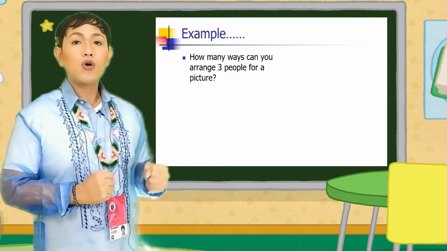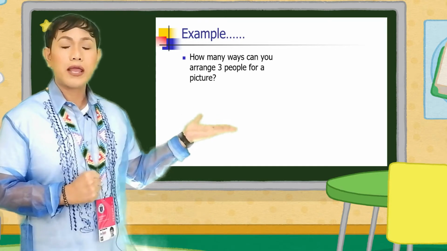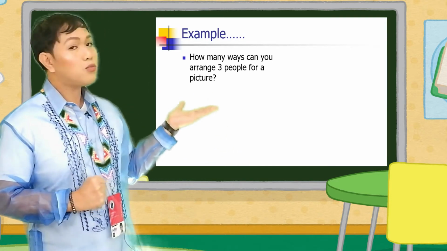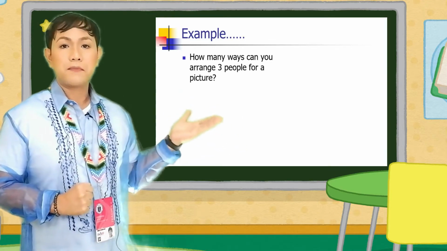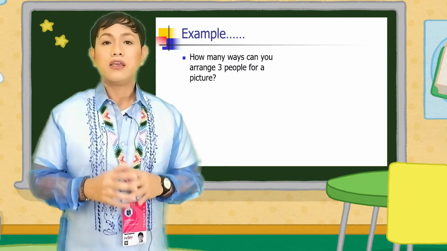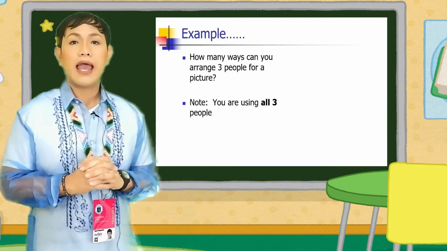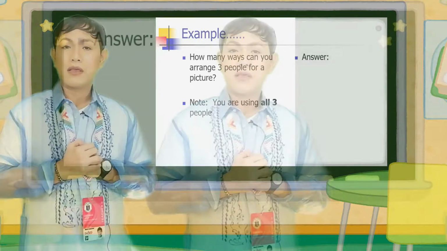First, how many ways can you arrange 3 people for a picture? Once again, let me read that for you. How many ways can you arrange 3 people for a picture? You have to take note that you are using all 3 people. So the answer would be, do you have your answer in mind now?